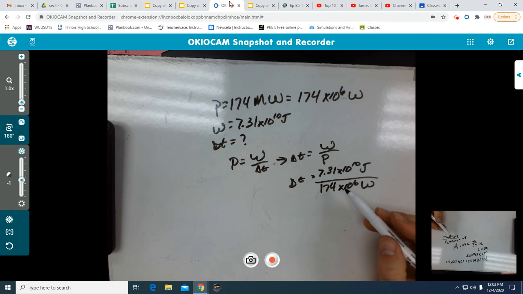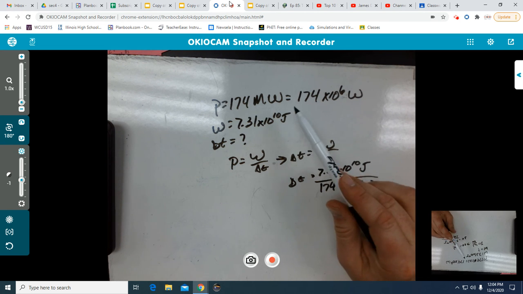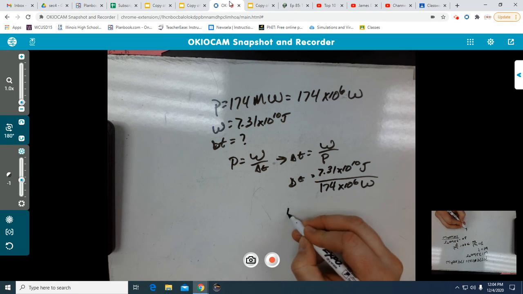Yes, I understand the 174 times 10 to the 6th watts is not necessarily the most correct scientific notation, but we're just basing it off of the prefix of mega, which is 10 to the 6th. Okay.